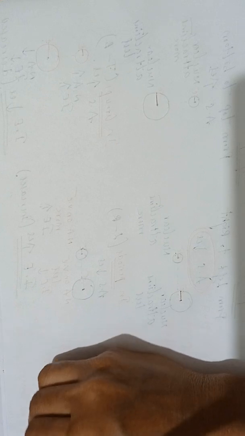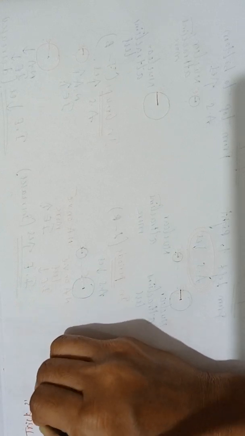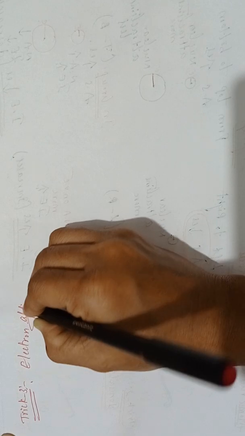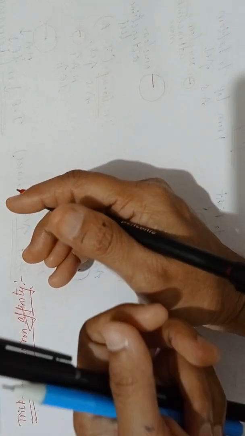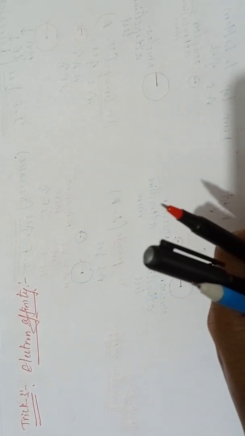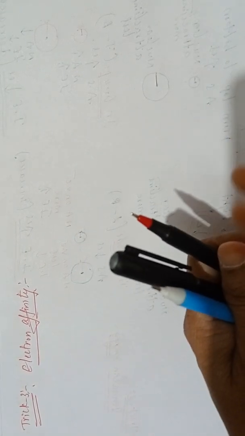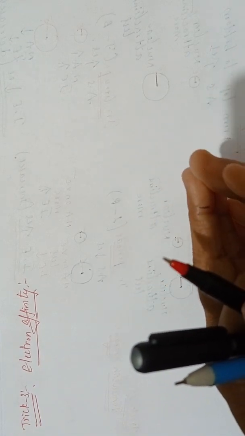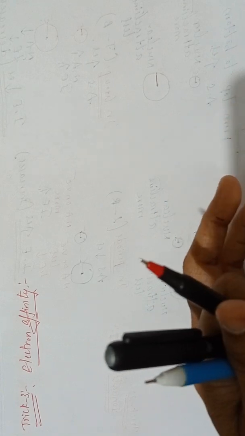Trick number 3. What is trick number 3, students? Electron affinity. What is this electron affinity, students? Electron affinity is nothing but the energy released when an electron is added to the outermost shell of an atom. Whenever an electron is added to the outermost shell of an atom, energy is released.